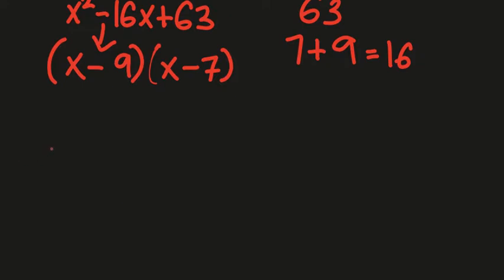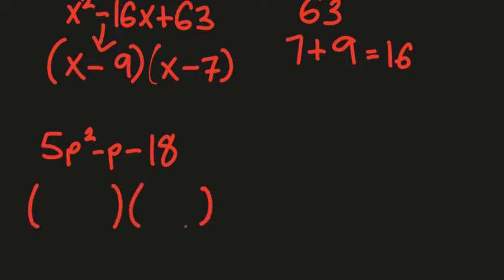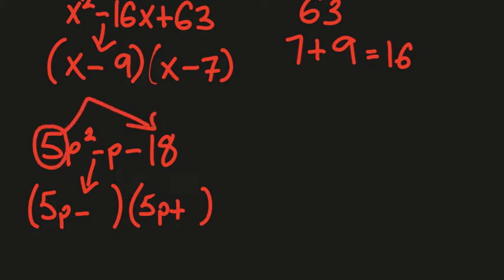The last one that we're going to do today is 5p squared minus p minus 18. We're going to break this down into two separate binomials. We're going to write 5p in both of them. We're going to drop the first sign and then ask ourselves, negative times what is negative? Negative times a positive is negative. And then we're going to get the number in front and multiply it by the last number. 5 times 18 is 90. And then we're going to have factors of 90 that subtract to make 1.